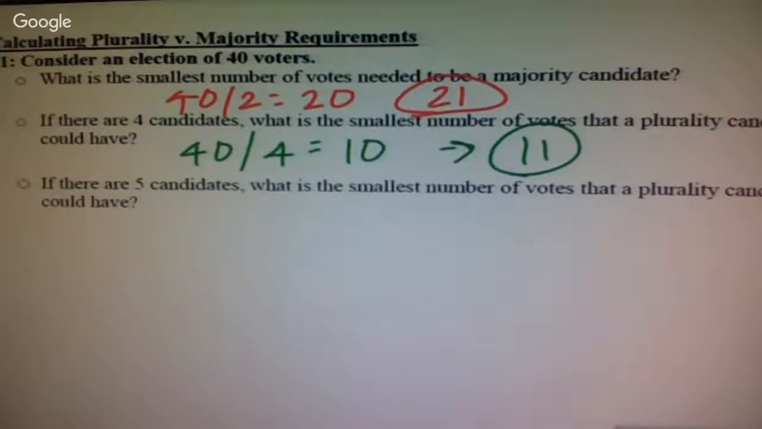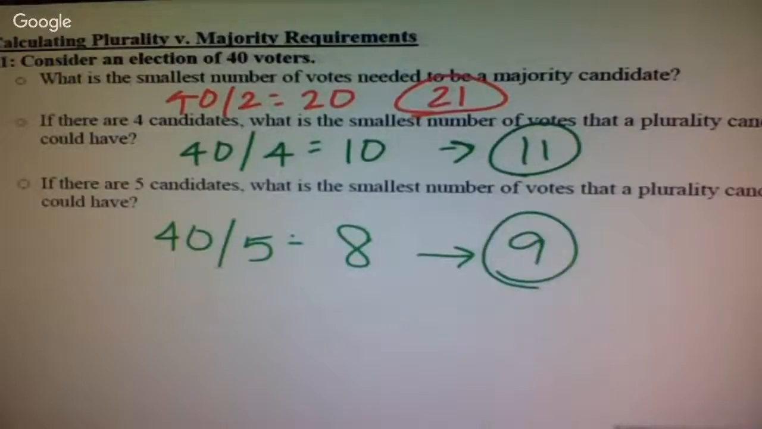What if there's 5 candidates? What's the smallest number of votes that you need? What's 40 divided by 5? It's going to be 9. Good. This gives you 8, so everybody could tie with 8. So to give you that extra advantage, you need that 9th vote. So make sure you always give them that extra shove when it comes out to be a whole number.